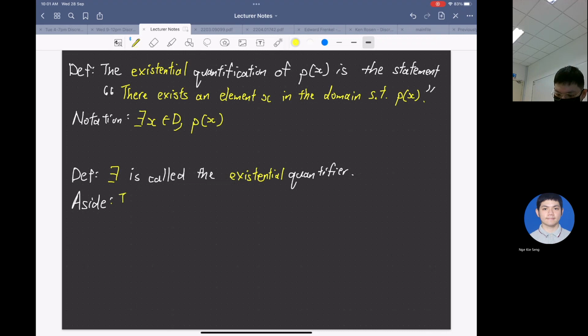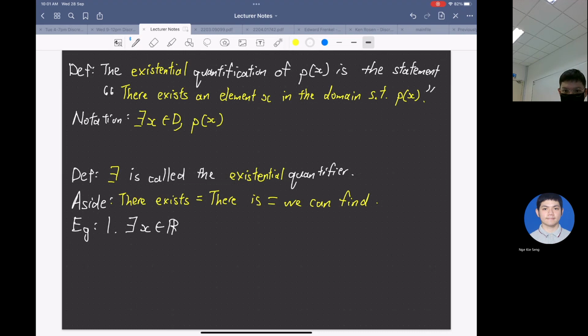Sometimes we write there exists, there is, or we can find one. One is enough, at least one. For example, there exists an x in R such that x squared equals 2. True or false? True. Why?